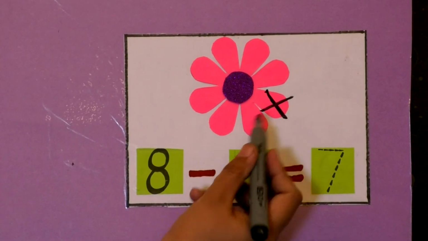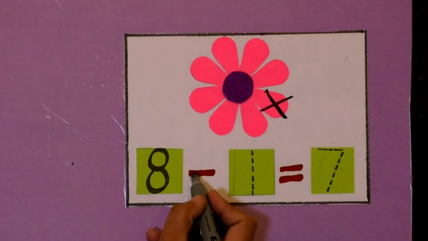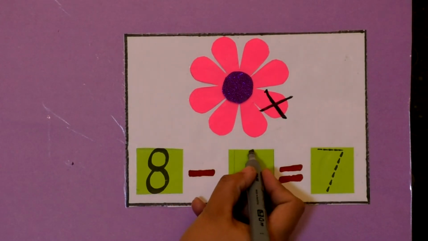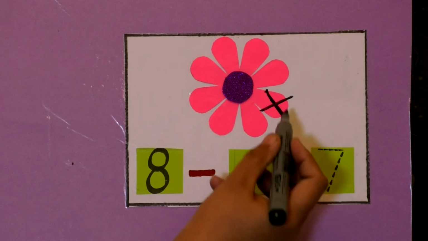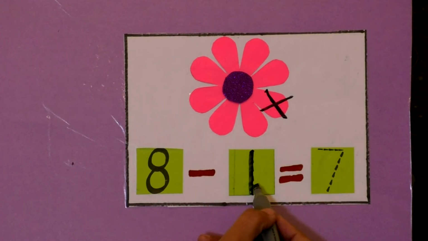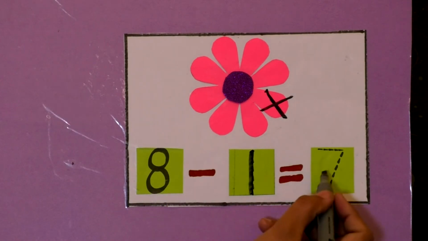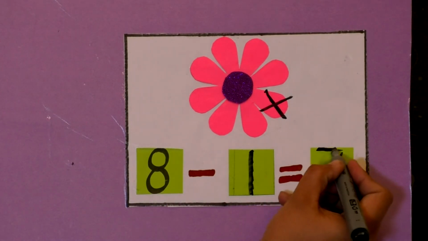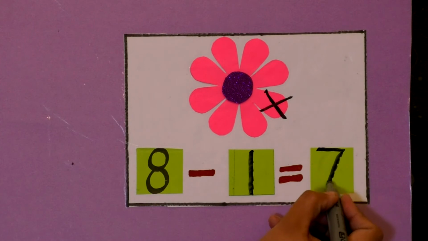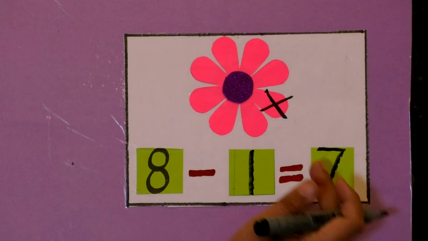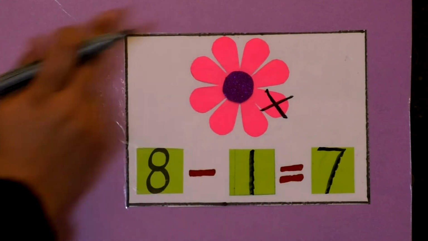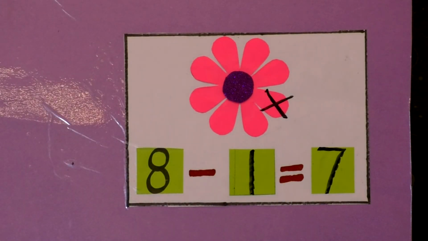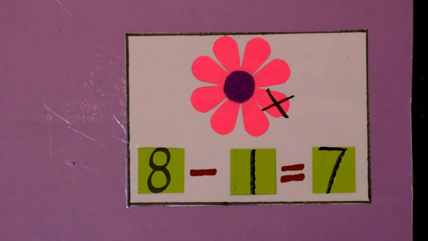We crossed out from 8, so we will put the sign of minus. Crossing out means minus. Minus means crossing out. How many petals have we crossed? 1. 8 minus 1 is equal to 7. Here petals were more in number, so we crossed. Here petals were less in number, so we added more.